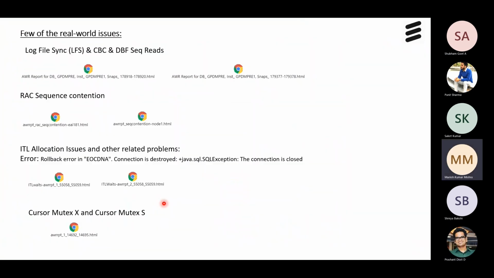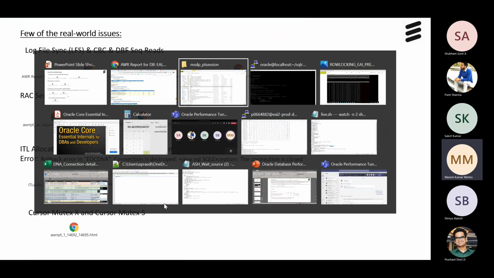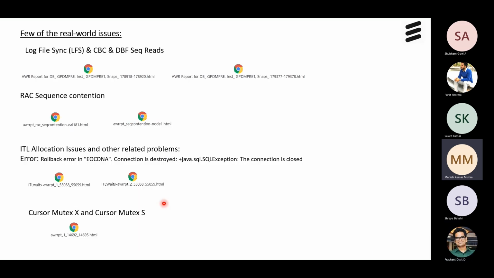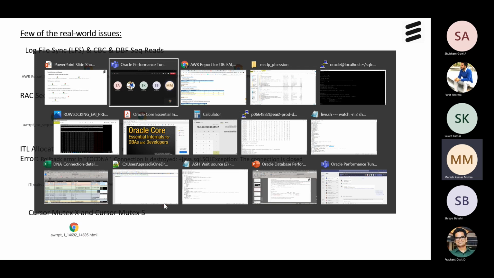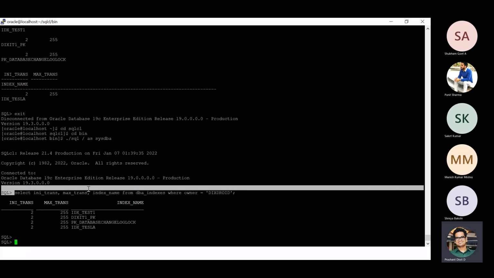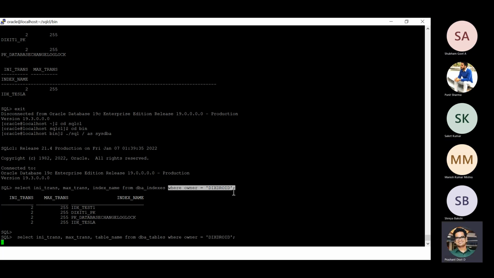Sir, I have one question. Please ask. In this instance, for the index ITL one, if that is the case for the table, will the same method be applied? Absolutely, yes. But there is a difference. Let me show you. Max trans, table name. Because a number of times we have seen that ITL has been invoked for the tables as well. Absolutely, as I told you, it's there on tables too.